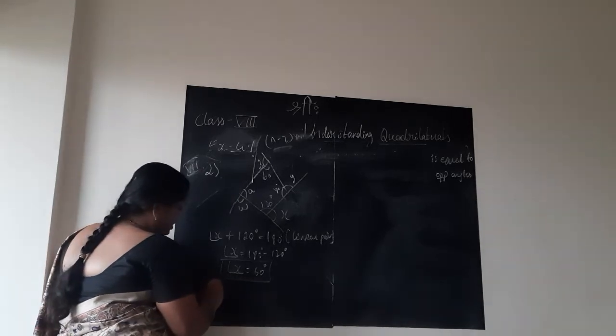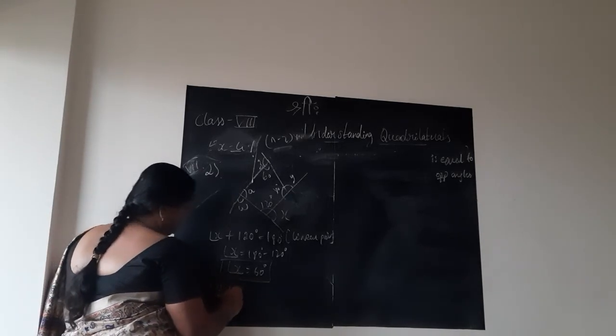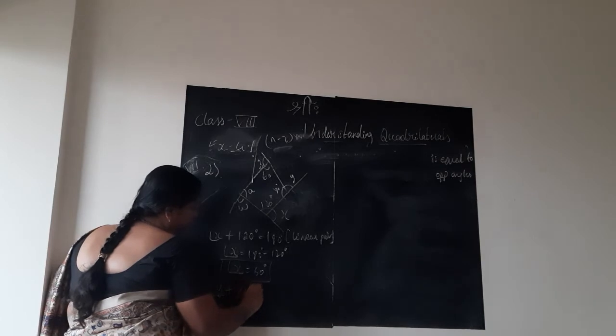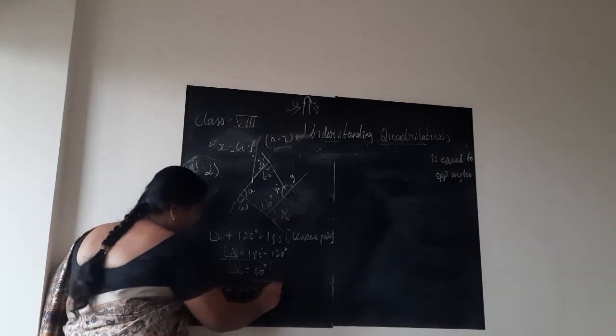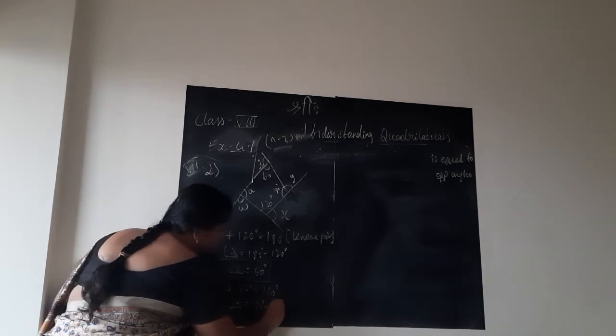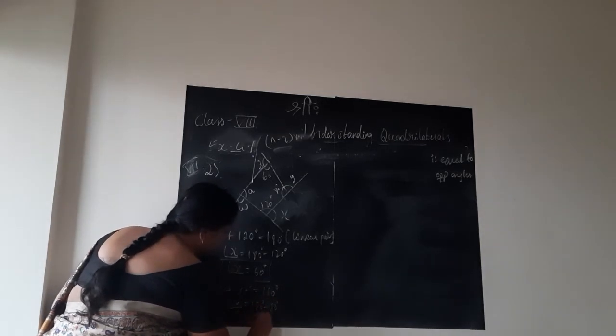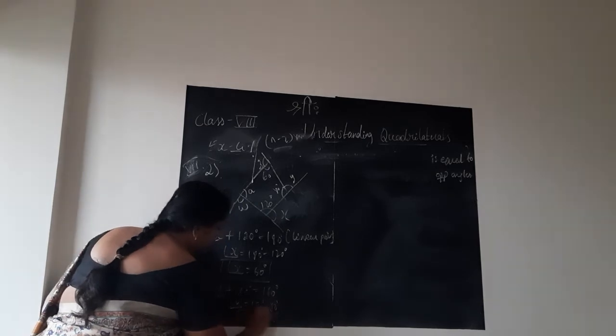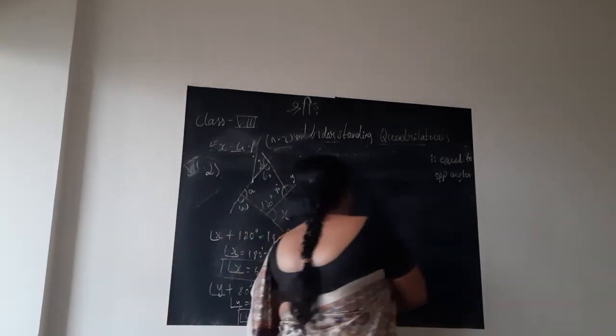Similarly, for angle y, y plus 80 degree is equal to 180 degree. Angle y is 180 degree minus 80 degree, which means angle y is clearly 100 degree. Thus we find out y.